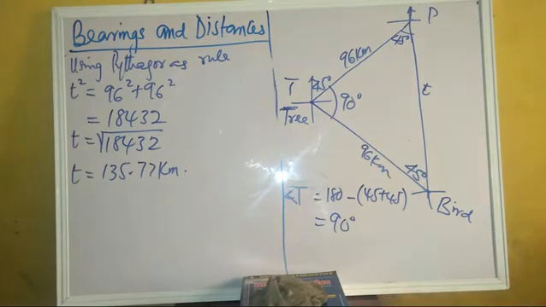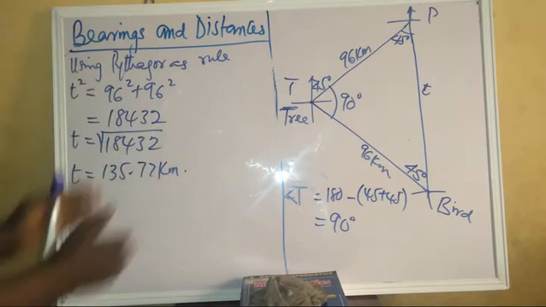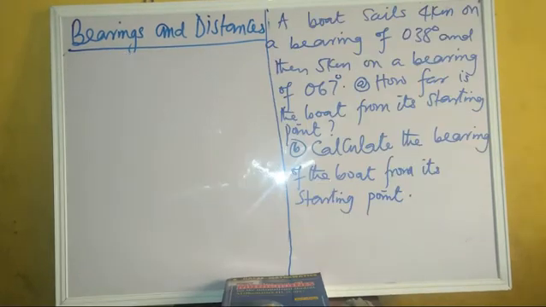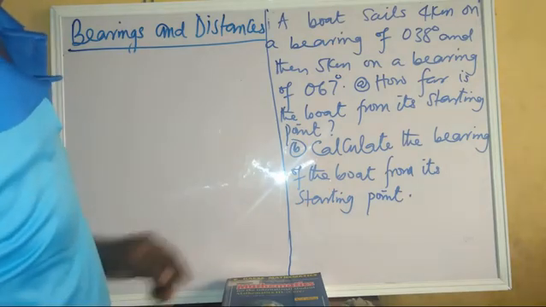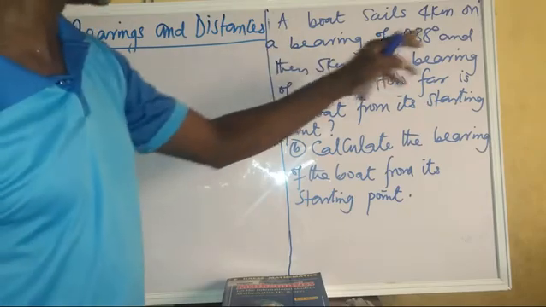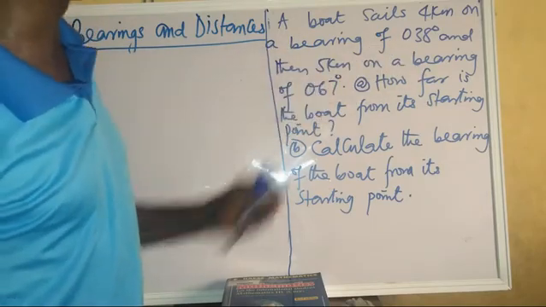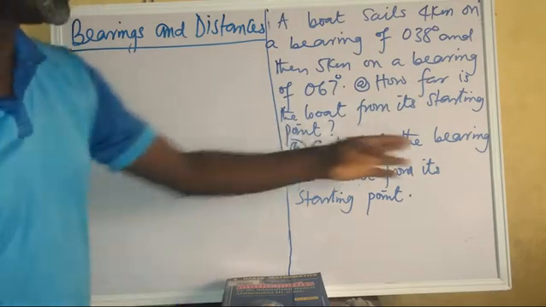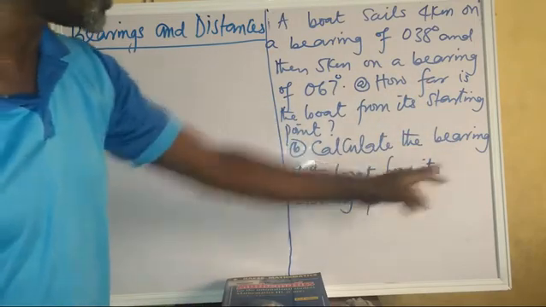That's how to solve a problem on bearing. As you can see, the diagram tells us what to use. So we're going to look at another example that's a bit different from this. Now, this is the second example. A boat sails 4 kilometers on a bearing of 038 degrees and then 5 kilometers on a bearing of 067 degrees. How far is the boat from the starting point? Calculate the bearing of the boat from its starting point.